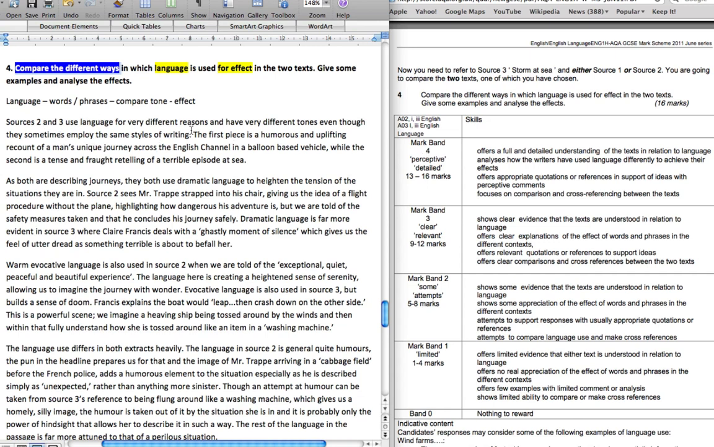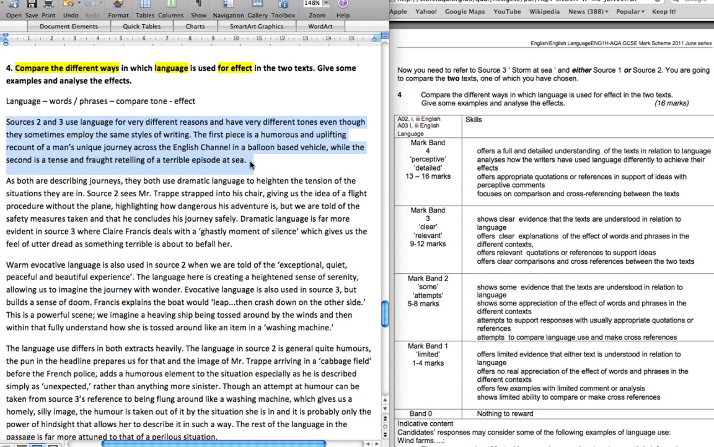Source 2 and 3 use language for very different reasons and have very different tones, even though they sometimes employ the same styles of writing. That's a fair enough introduction. The first piece is a humorous and uplifting recount of a man's unique journey across the English Channel in a balloon-based vehicle, while the second is a tense and fraught retelling of a terrible episode at sea. Absolutely no marks for that, because it's not answering the question.